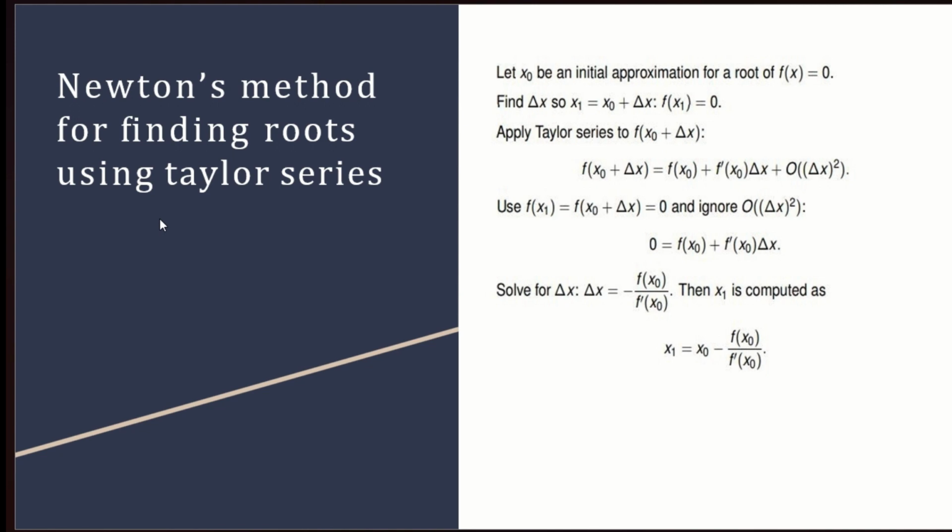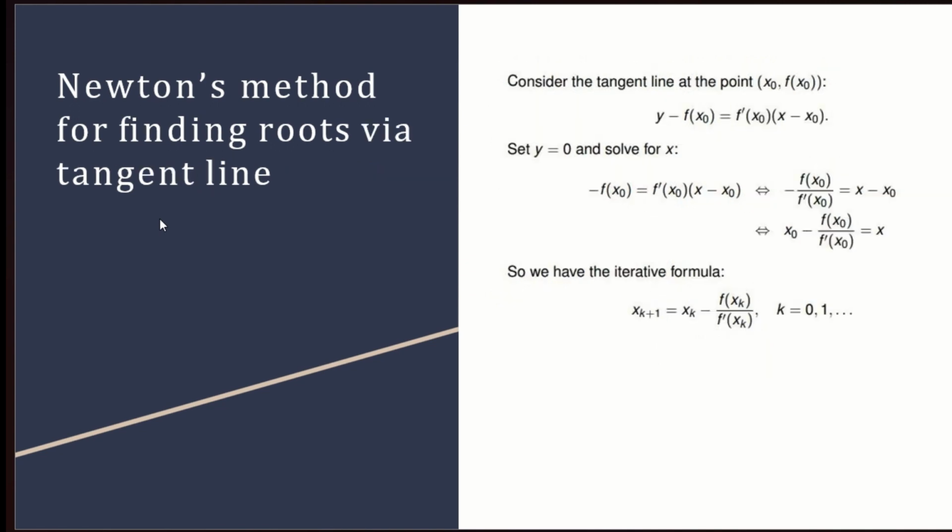Now let's find the value of x1. As we know, x1 is equal to x naught plus del x. So we can write x1 is equal to x naught minus f of x naught divided by f dash of x naught, putting the value of del x in the x1 value. So we'll be getting the root of the equation. Now let's draw a tangent to the f of x curve.